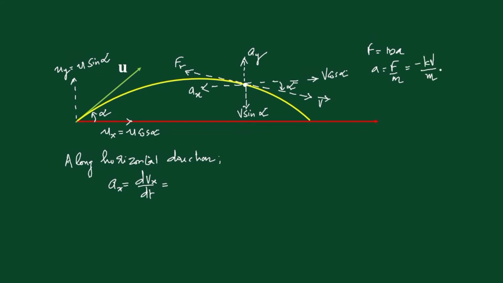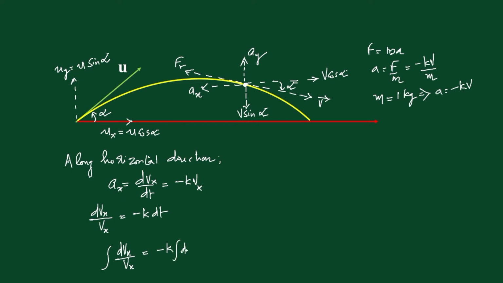In the question it is given that the mass is equal to 1 kilogram. So acceleration along x direction is minus k into vx. So we can write dvx by dt equal to minus k vx. Now we can rewrite this equation as dvx divided by vx equal to minus k dt. Then integrate: integral dvx divided by vx equal to minus k into integral dt.